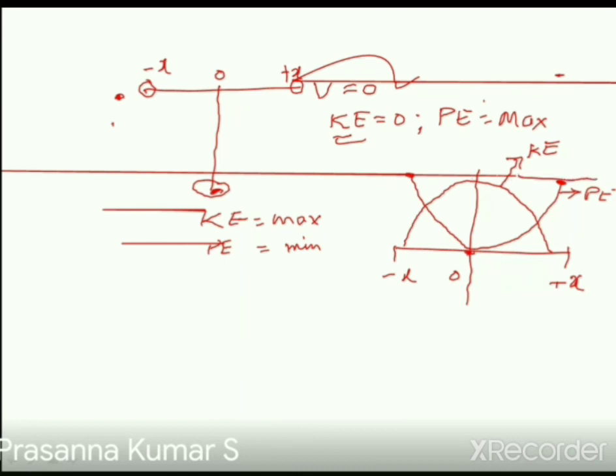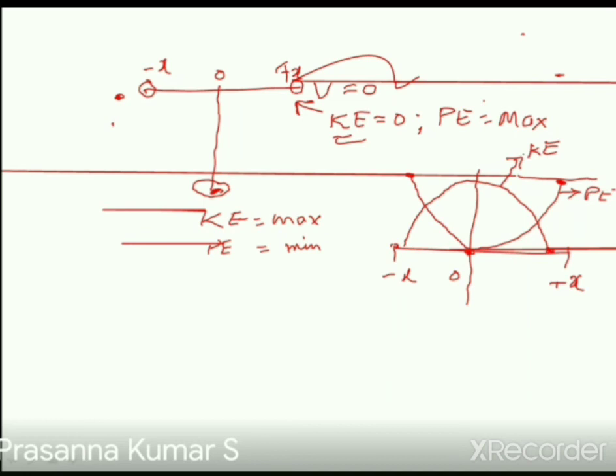And similarly, the kinetic energy is minimum at maximum displacement. Kinetic energy is minimum here, at plus x. So it is minimum here. That's the answer. So the kinetic energy is converted to potential, and potential is converted to kinetic energy.